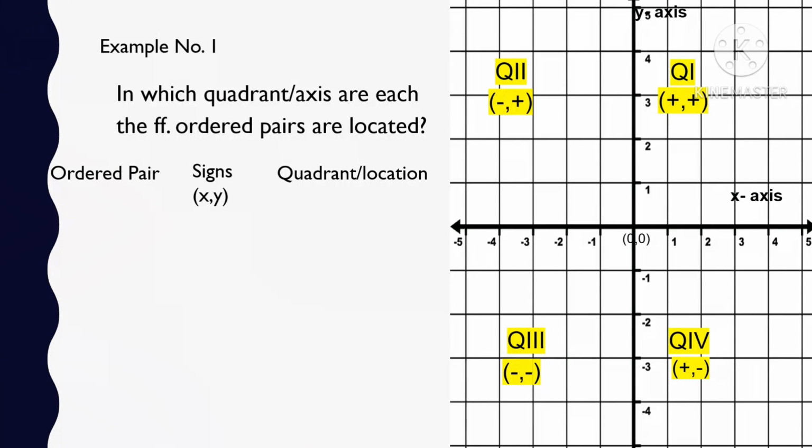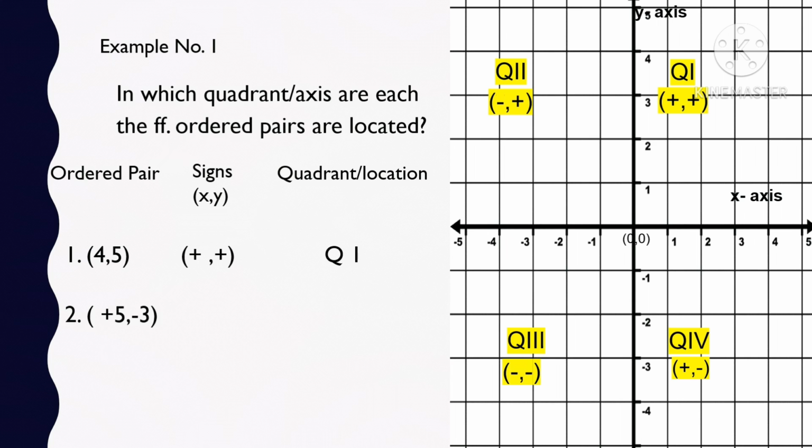In which quadrant or axis are each of the following ordered pairs located? So, for example, in number 1, you're given 4, 5. Since both x and y are positive, then in which quadrant is 4, 5 located? Take a look at your illustration. Quadrant? Yes, you're correct. Quadrant 1.